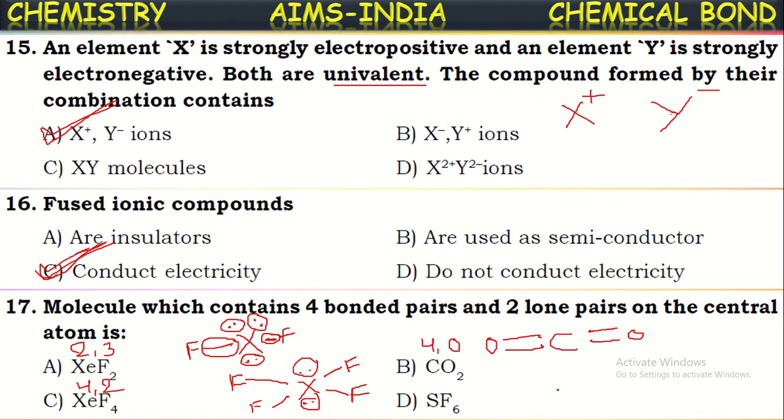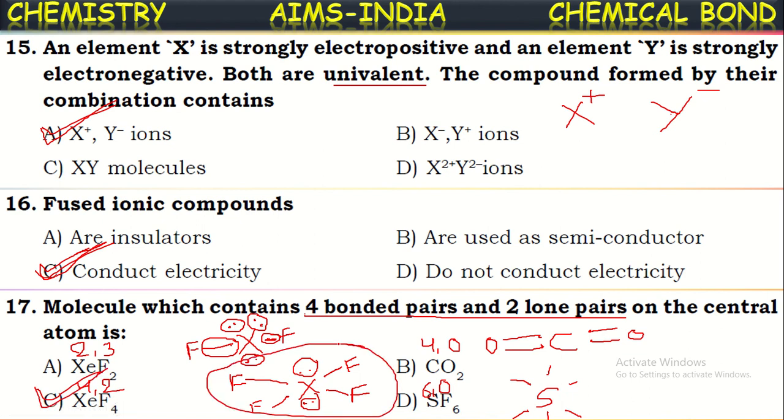What about SF6? Sulfur has 6 valence electrons and all 6 are participating in the bond formation with the 6 fluorine atoms. Now we can say in this SF6 molecule, the number of bond pairs is 6 and the number of lone pairs is 0. Now if you see once again the question, the molecule with 4 bond pairs and 2 lone pairs on the central atom is xenon tetrafluoride. Okay, this is the molecule, right?